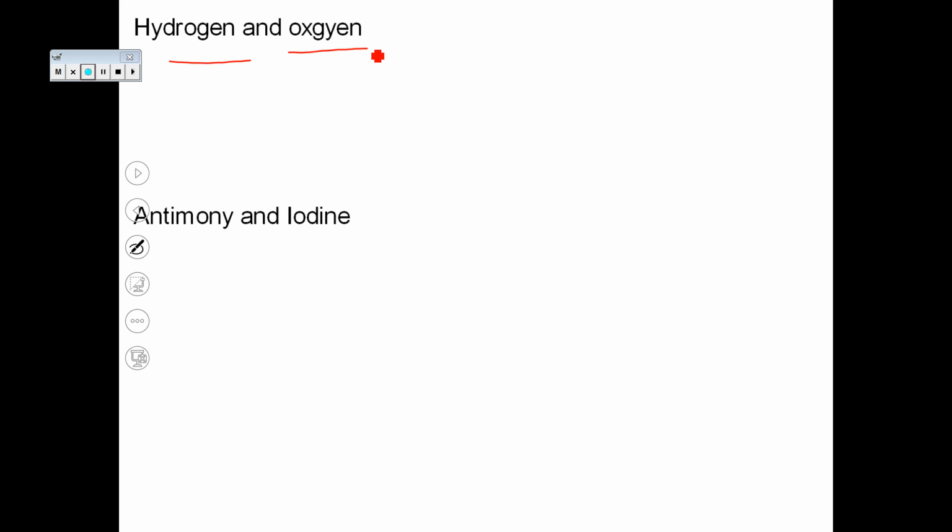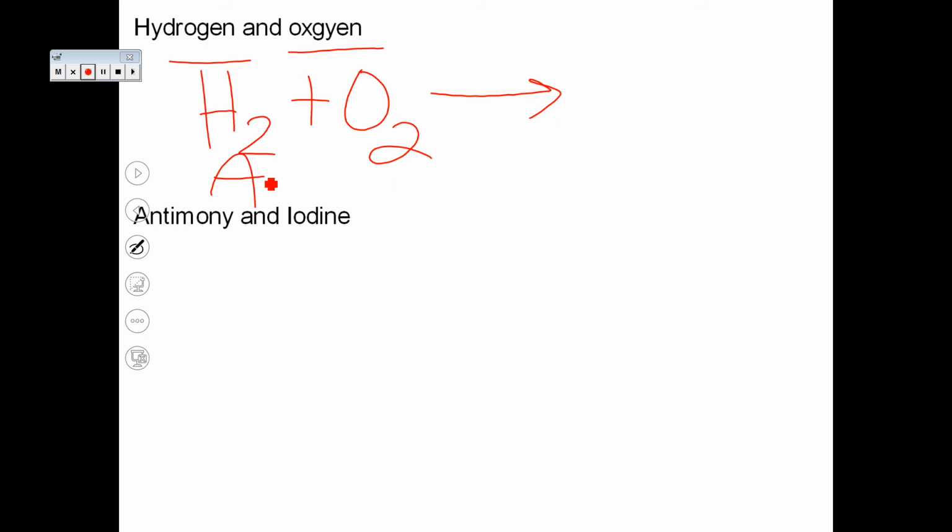So we have hydrogen and oxygen. You're given hydrogen, which is elemental. It's alone, it's not bonded with anything, so it is going to be H2, plus oxygen, which is also diatomic, which is O2 as well. So again, this is a synthesis because you have A plus B, okay?